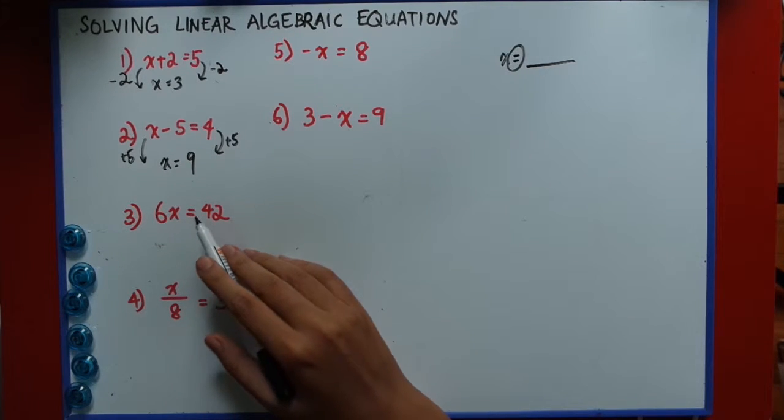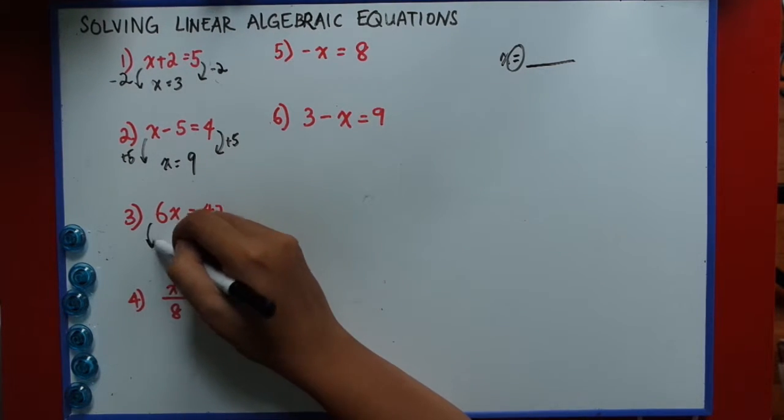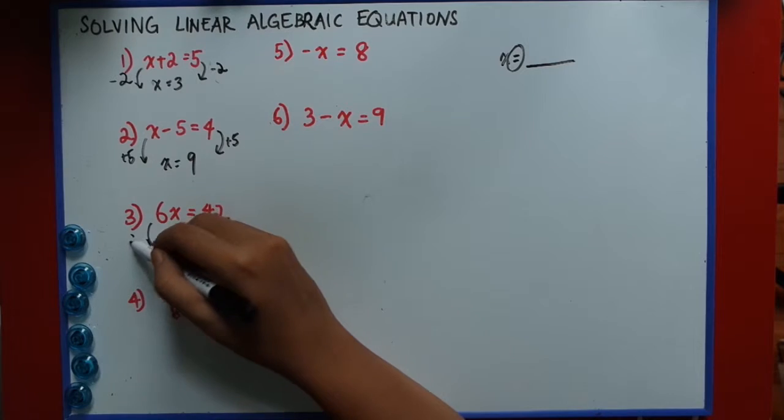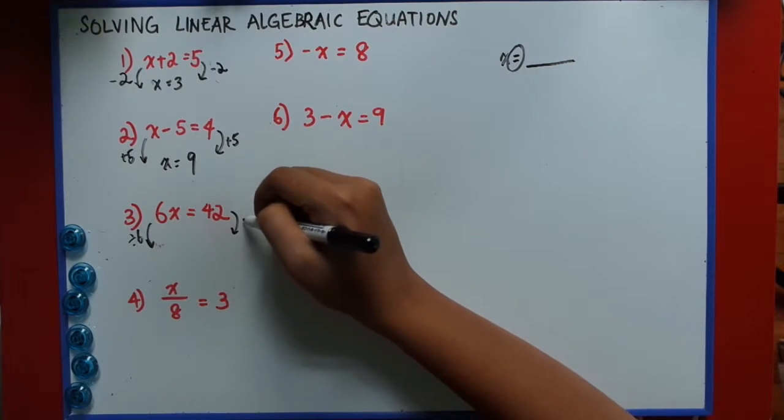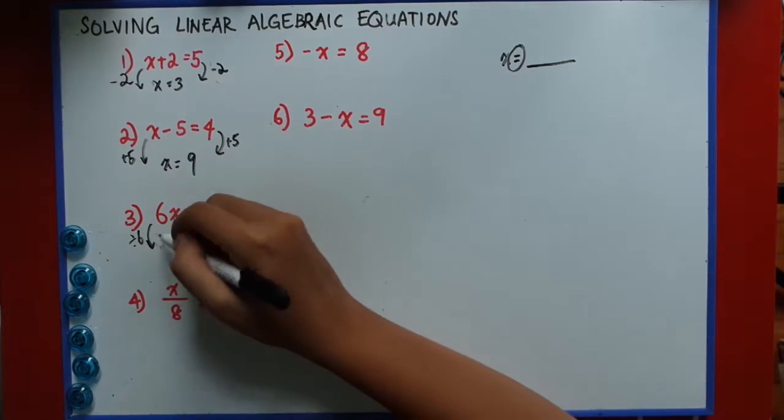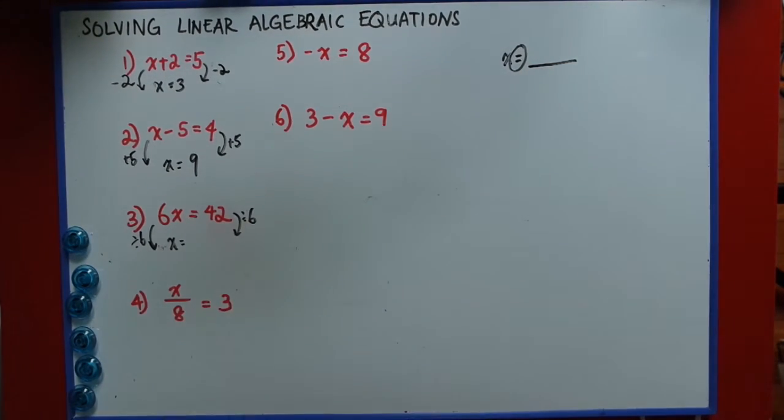I hope that intuitively you can tell what I'm going to do. I'm going to divide by 6, because 6x divided by 6 means x. The key is, remember, you want x to be alone. So 42 divided by 6 is 7.